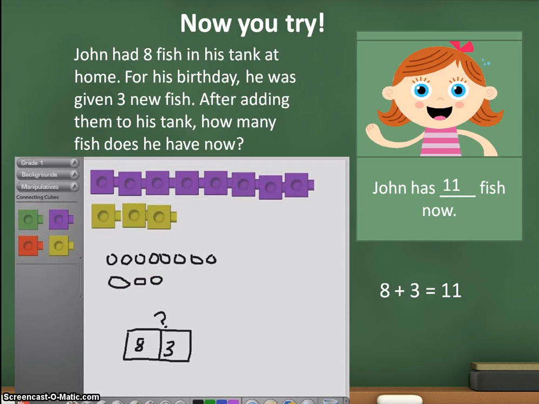John had 8 fish in his tank at home. For his birthday, he was given 3 new fish. After adding them to his tank, how many fish does he have now? Now's the time for you to pause the video, go back through it, and self-talk your way. When you've decided that you're finished checking, press play and we'll go over it together.